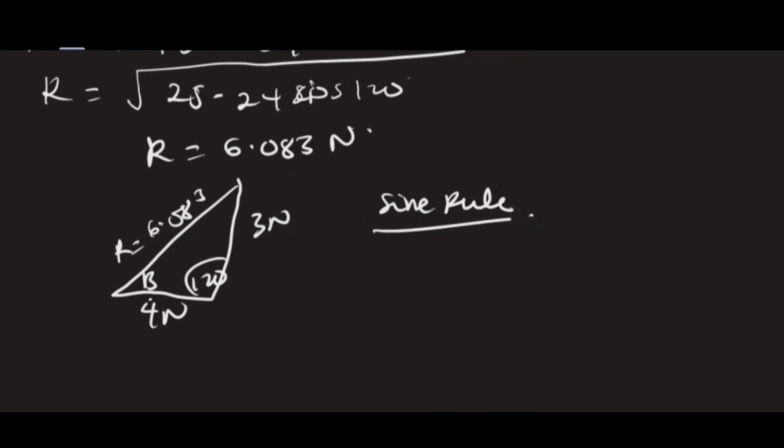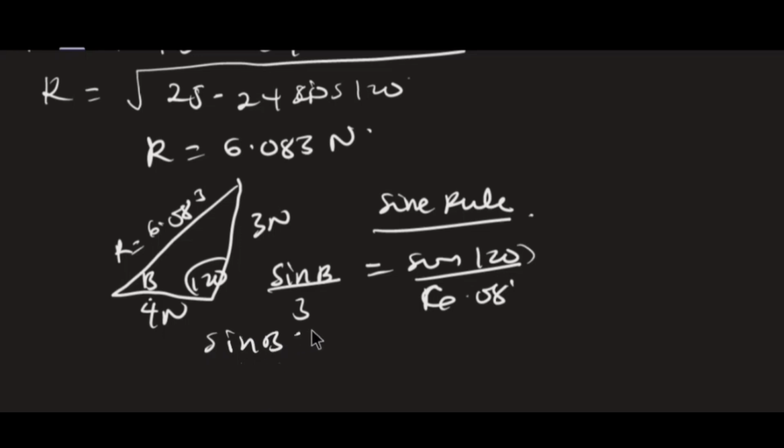The sine rule. So to apply the sine rule, this is my resultant, I have the opposite angle. And then I have 3 meeting here, I have the opposite angle. So I can find this using the sine rule. So sine of the unknown angle beta over the 3 meeting should be equal to sine of 120 all over this distance 6.08. So my sine beta will be equal to 3 times sine 120 over 6.08.